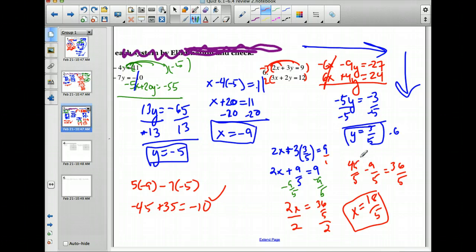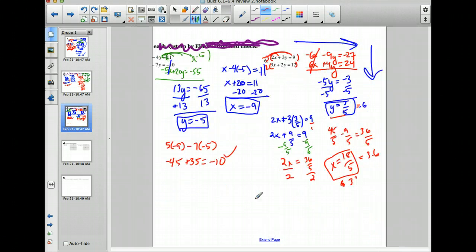Alright, so there we go. 18 over 5 and y is 3/5, which is the same as 0.6. And 5 goes into 18 three times with a remainder, so that's 3 and 3/5, so that's 3.6.